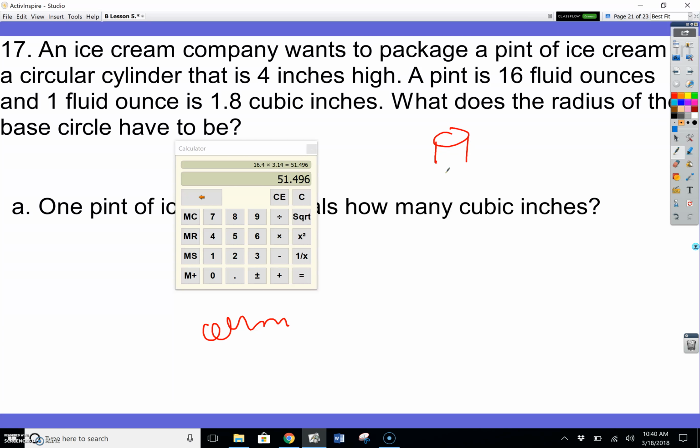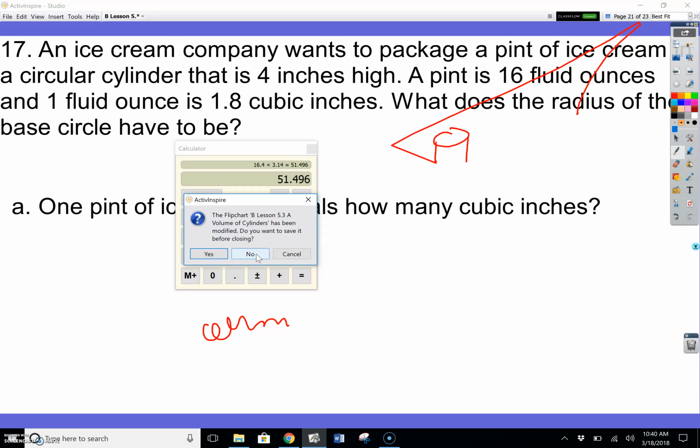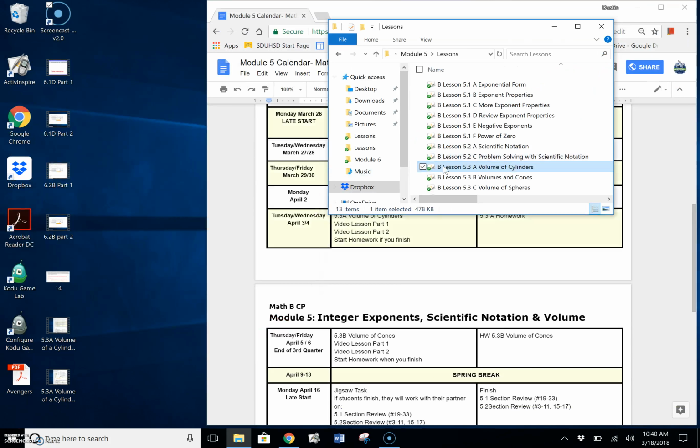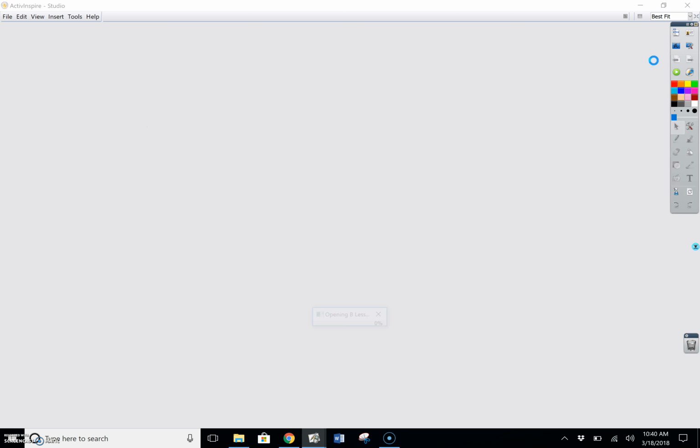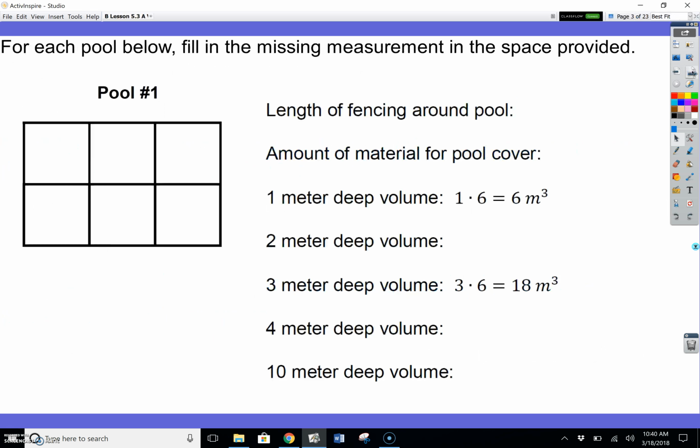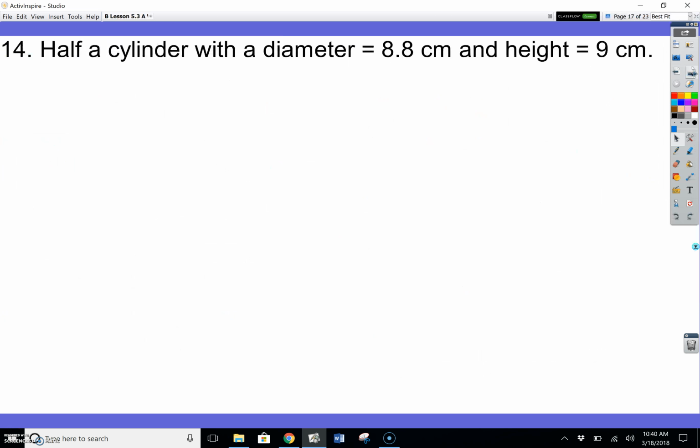My pen's acting up funny, so let me reset this really quickly. So what it's saying is I have ice cream, and the tricky part is it's giving you 2 units. One is fluid ounces, while the other is cubic inches. It does tell you the conversion rate though. So what we are going to do is convert everything to have the same unit. So let me zoom up to the next part there.